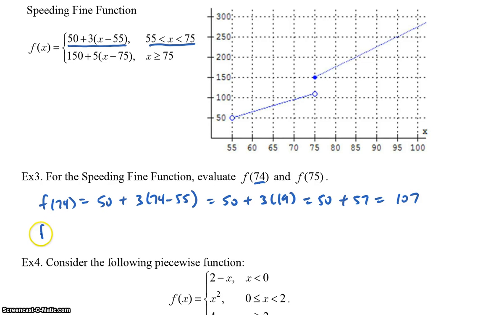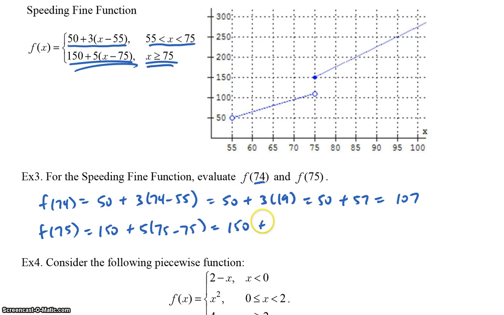Now f of 75. Well, at 75, the rule changes. If you're greater than or equal to 75, then you're going to use the second part, the second piece, to evaluate the function. So this would be computed as 150 plus 5 times 75 minus 75. Well, this is going to be simpler. It's 150 plus 5 times 0.